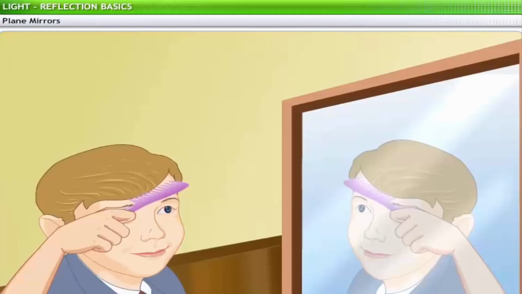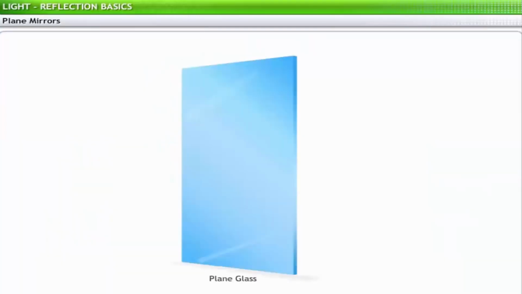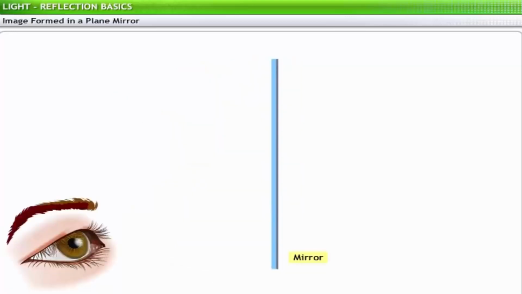Plane mirrors have flat, smooth surfaces. Plane mirrors are most commonly used for personal grooming, decoration, and architecture. These mirrors are constructed by coating silver on one side so that the other side can reflect smoothly. To see how an image is formed in a plane mirror, let us do an experiment.